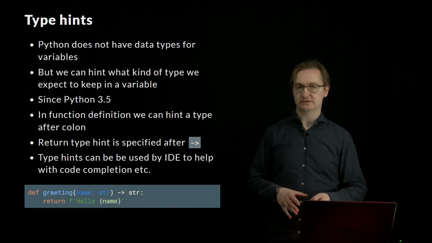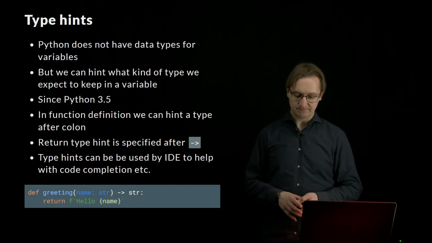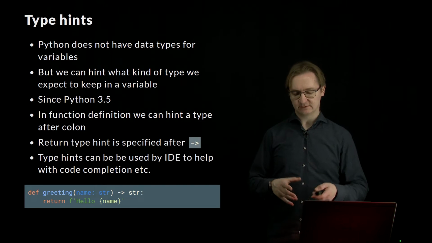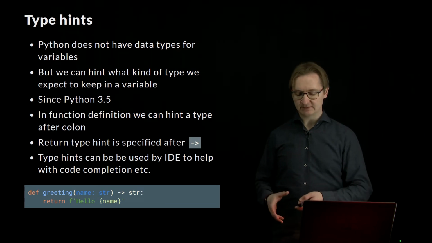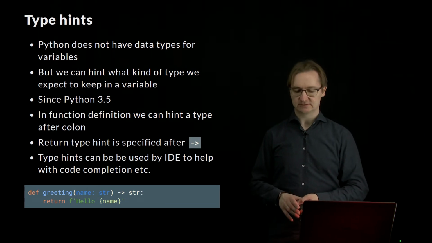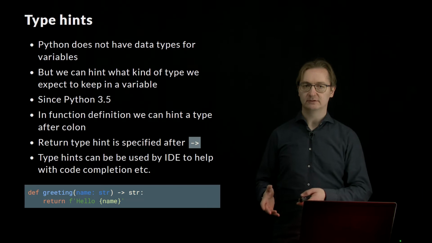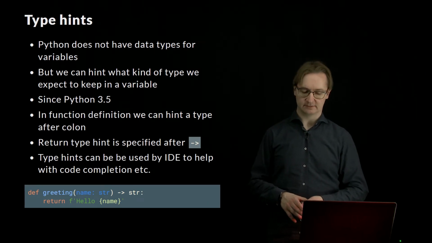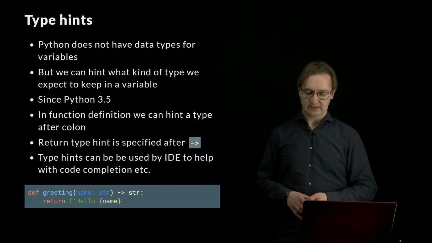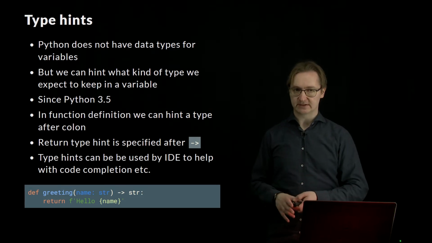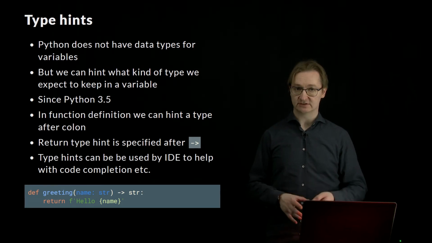Here's an example. There is a function greeting. It expects one value, name, and we have written the type of the value we are expecting. So the name parameter expects to see a string value. We write the colon, and after the colon we write the name of the type we are expecting in this parameter. And after the parameters we can point out also the return value of this function. Currently this function also returns a string.